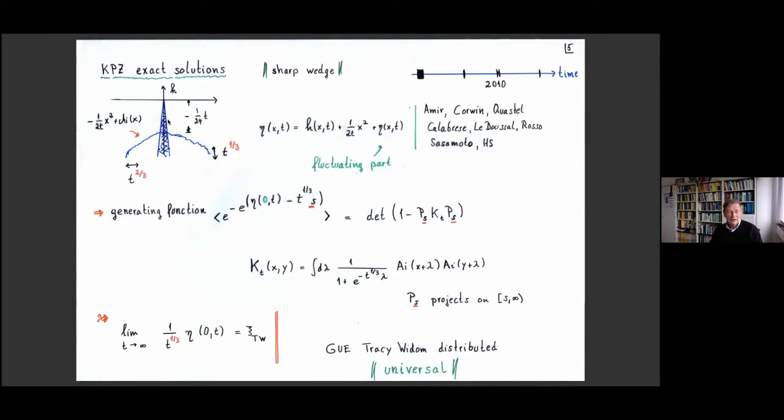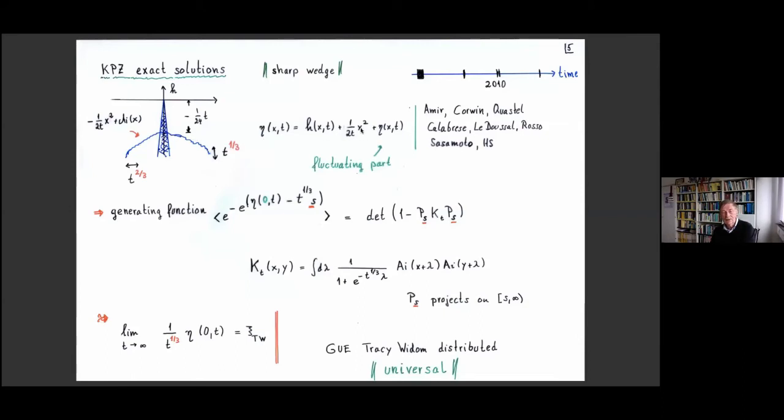You look at the KPZ equation with sharp wedge initial data. Here you have the sharp wedge initially, and it will expand into a parabola. So you will see minus t over 2 times x squared, or this one over here, and there will be fluctuations around it. It will be shifted downwards, and then there are fluctuations. The fluctuations, we learned this already, are of order t to the 1/3. But now you can also measure sideways correlations, and they are of order t to the 2/3.